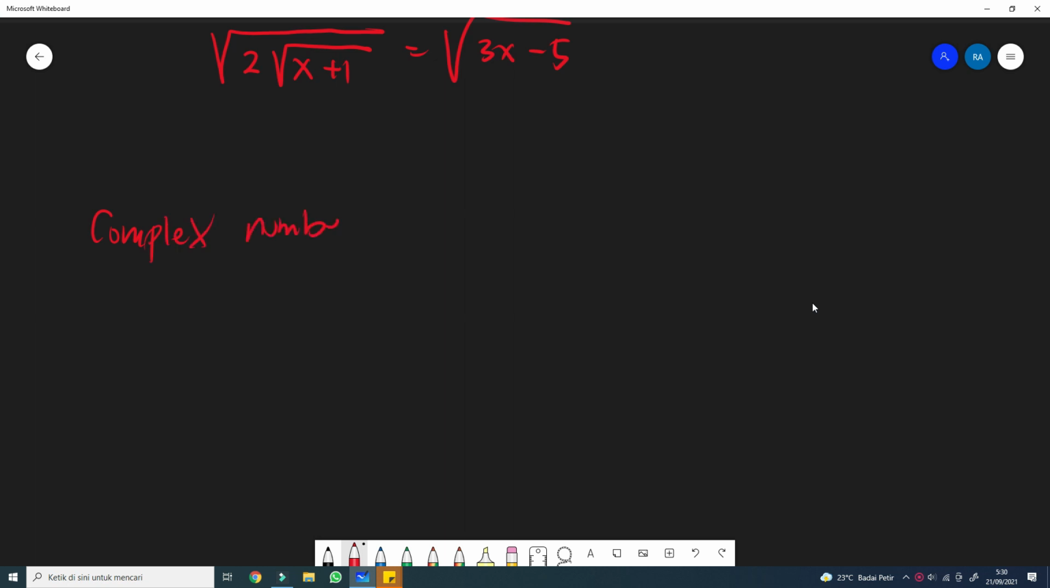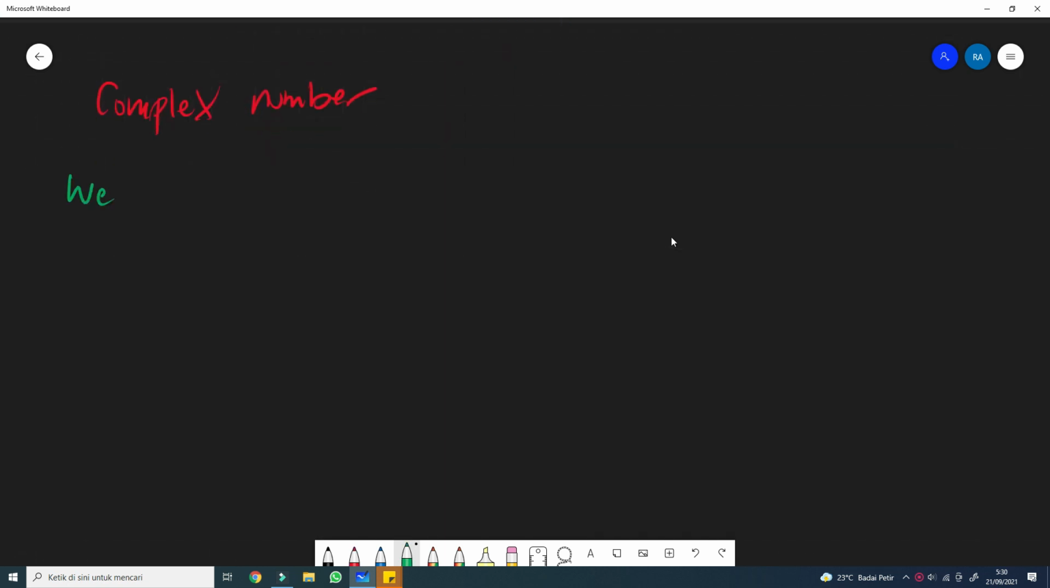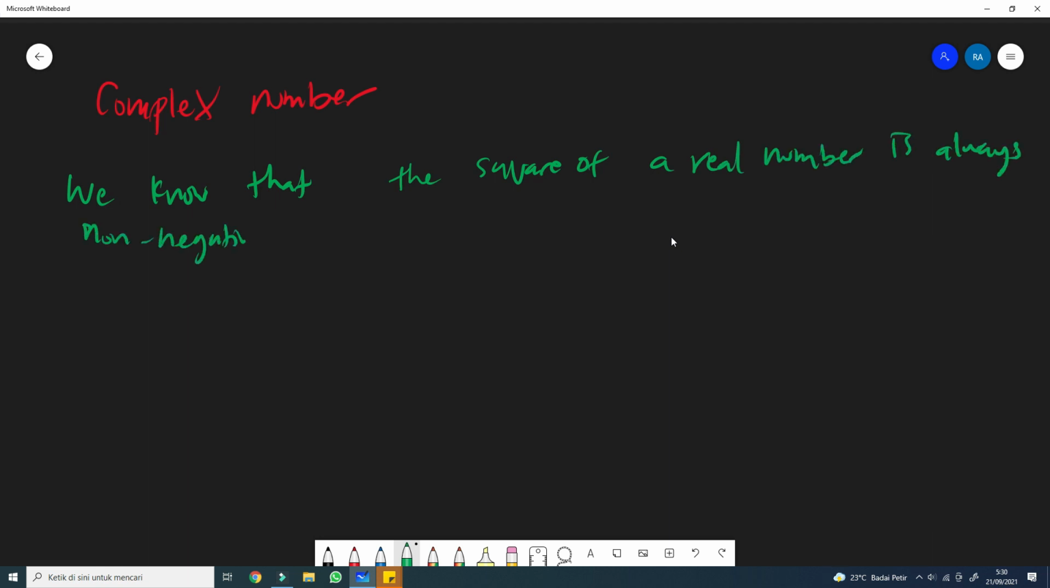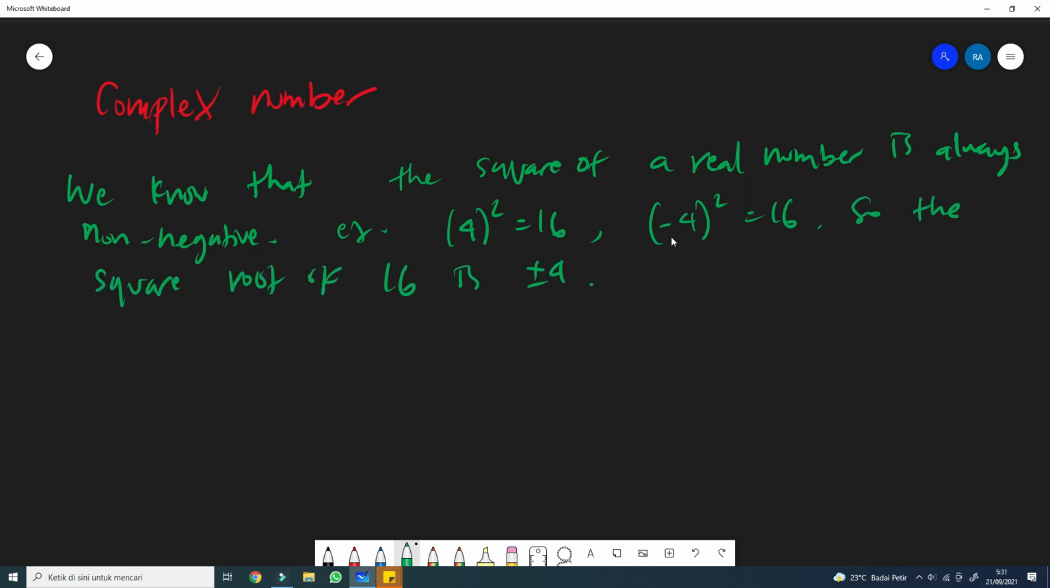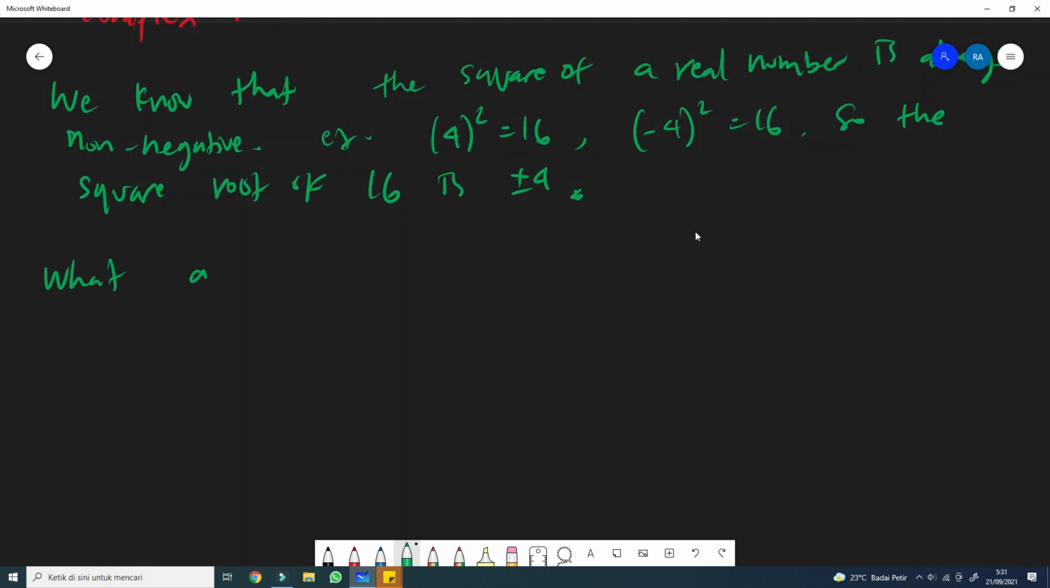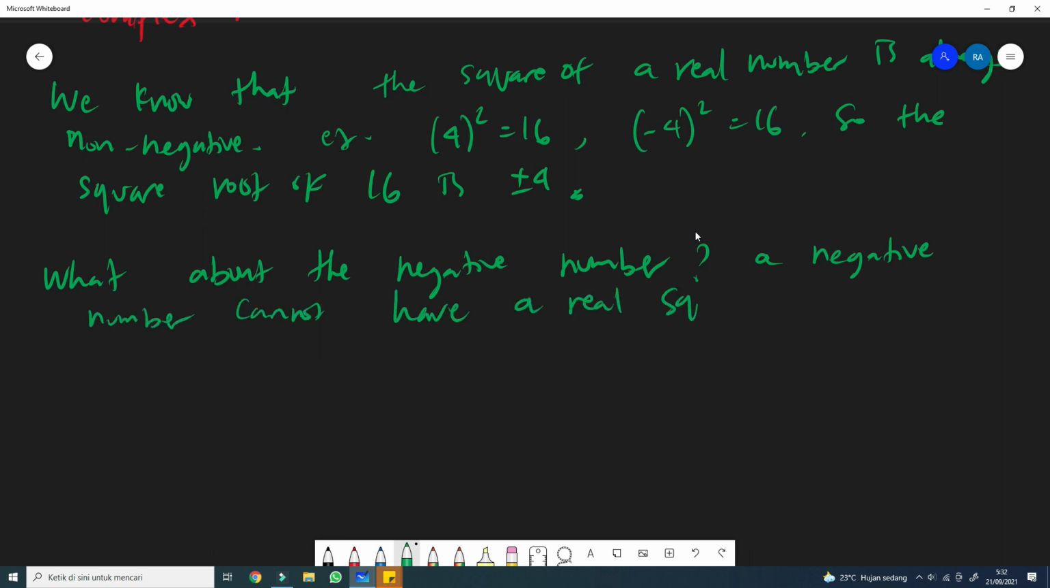Okay, before we continue to the complex number, we know that the square of a real number is always non-negative. In the example given, 4 squared equals 16, and minus 4 squared equals 16 too. So the square root of 16 is plus or minus 4. But what about the root of a negative number? It is clear that a negative number cannot have a real square root.